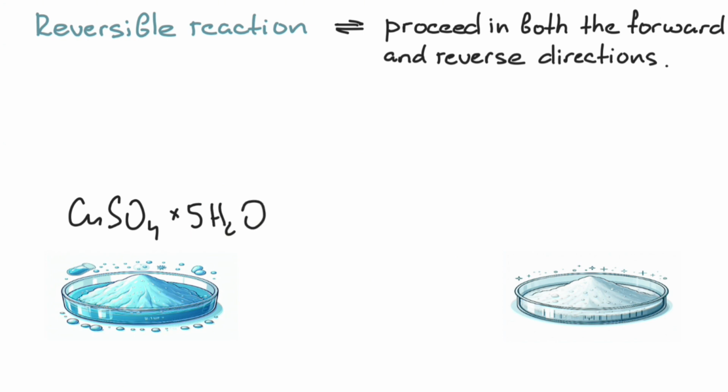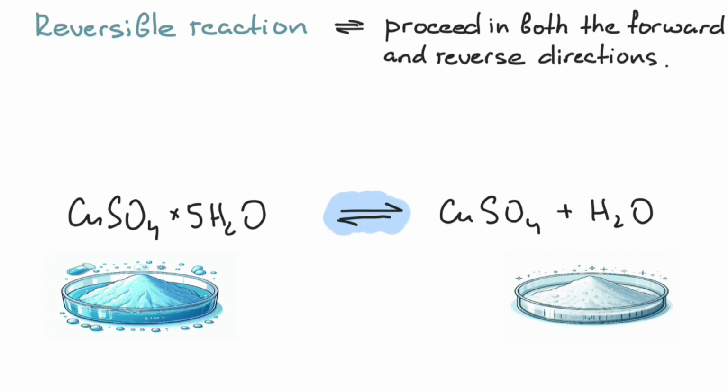CuSO4·5H2O. If you apply heat, you will expect that copper sulfate pentahydrate will decompose to copper sulfate and water. However, if you increase the concentration of water on the right side, on the side of the product, you will expect a back reaction. So you will expect formation of copper sulfate pentahydrate again. This means a reversible reaction. That reaction can move in both forward and reverse directions. So let's watch the video.